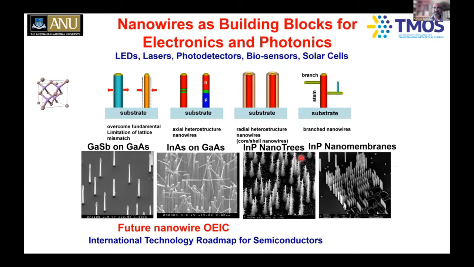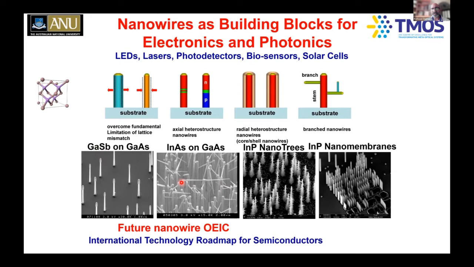So in fact, these are some of the examples from my own laboratory where we showed that you can grow gallium antimonide on top of gallium arsenide despite large lattice mismatch. We're able to show you can get atomically perfect gallium antimonide on top of gallium arsenide. And particularly these materials are very good for infrared detector applications.